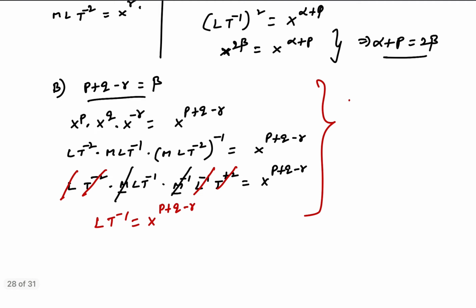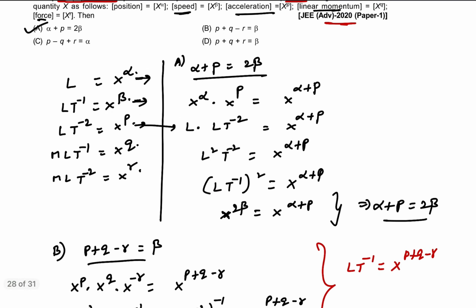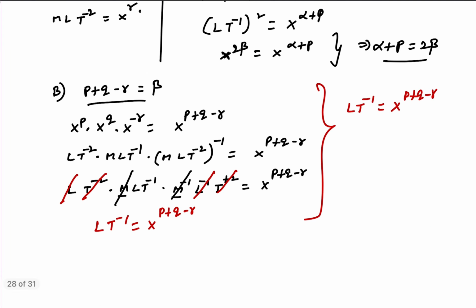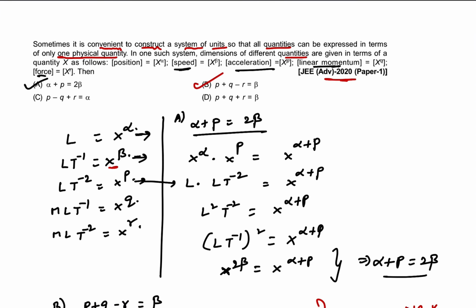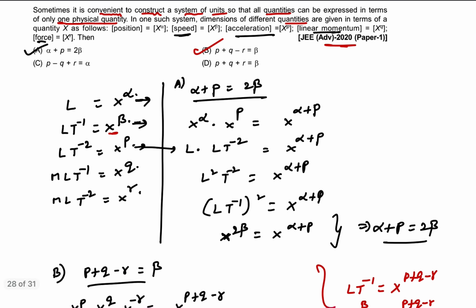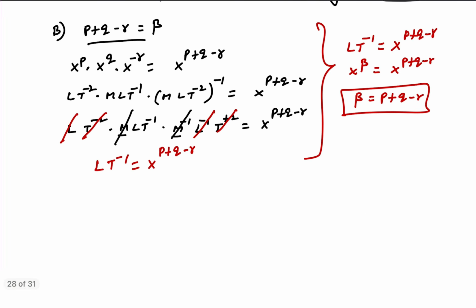What is the meaning of LT power minus 1? LT power minus 1 is x power beta. So LT power minus 1, x power beta, is equal to x power p plus q minus r. So beta value is equal to p plus q minus r. So it is also matching, so you can write that the B option is correct.